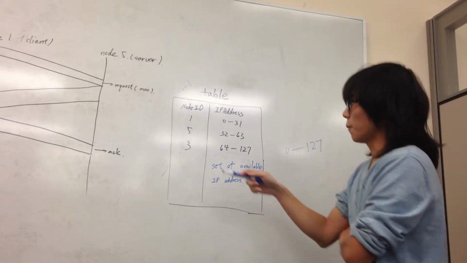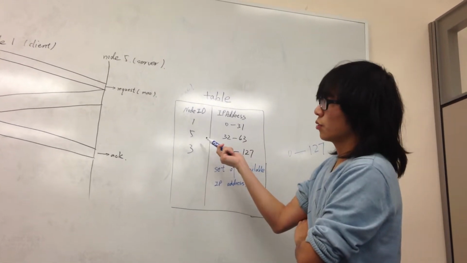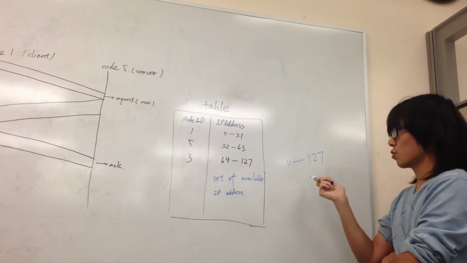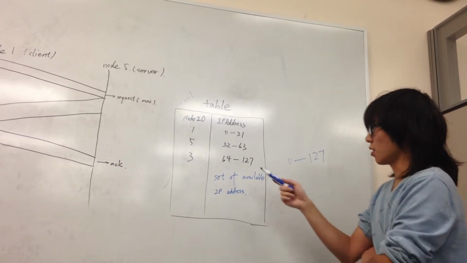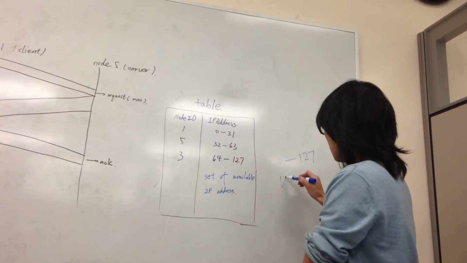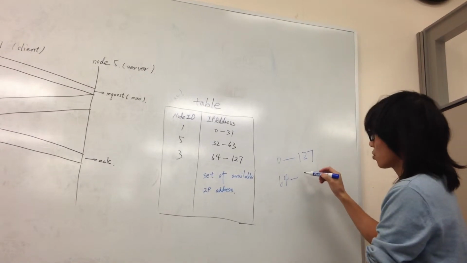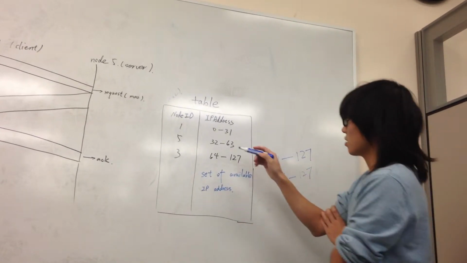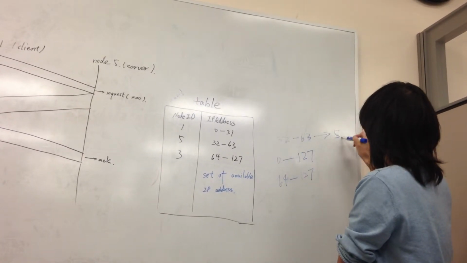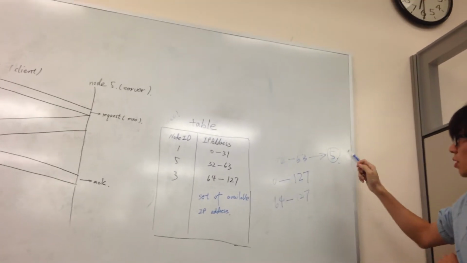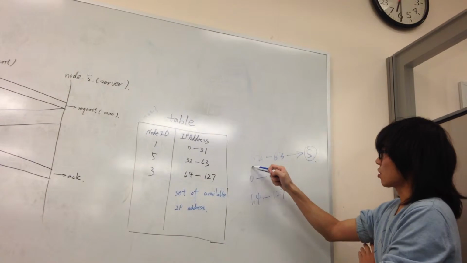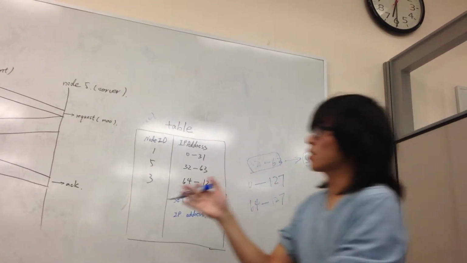And when node 5 asks to join, node 3 will divide its range into 2 equal portions, and keep one for itself, which is 64 to 127, and give the other, 32 to 63, to node 5. And now node 5 has its available IP addresses to assign, which is this. And let's take an example.